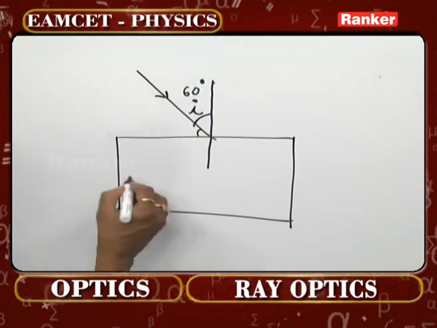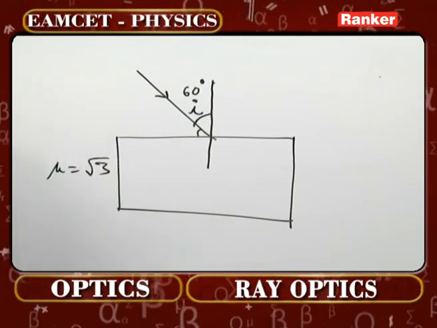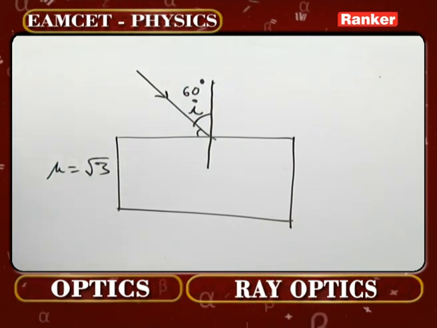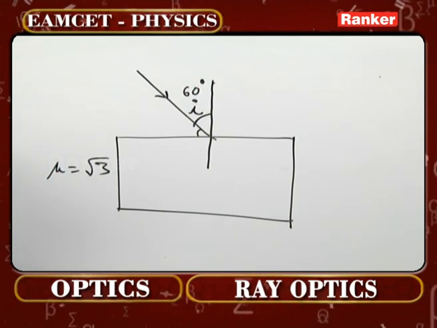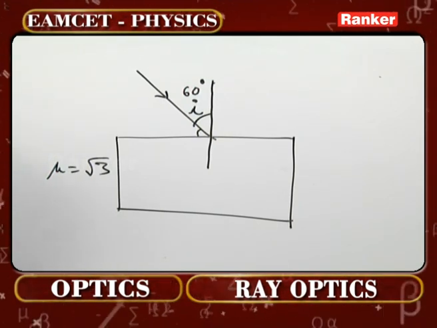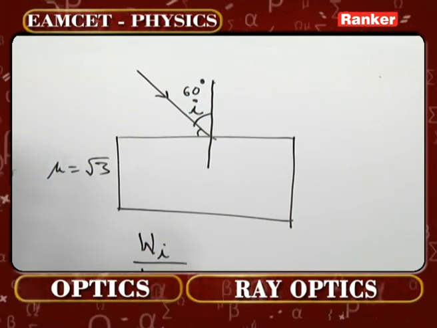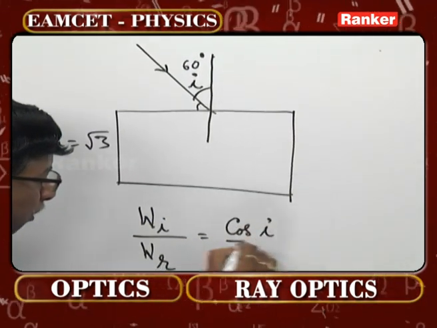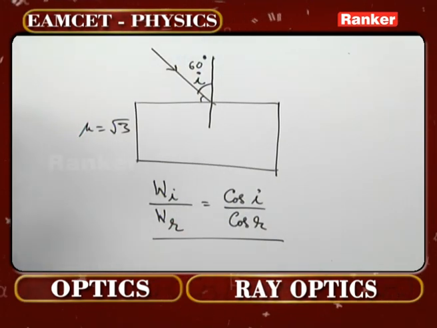And what else he has given you? Refractive index, that is mu, is given root 3. Now what did he say? If the width of the incident beam of light is 1.732 millimeter, what is the width of the refracted beam? Width of incident beam by width of refracted beam is equal to cos i by cos r. A direct formula you better remember like this.